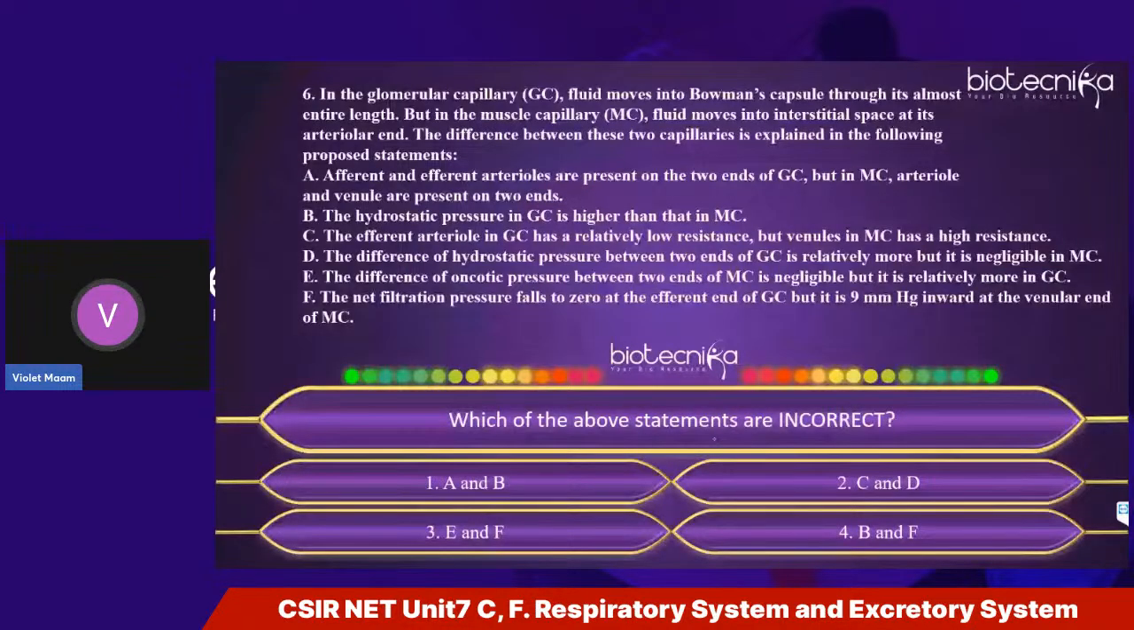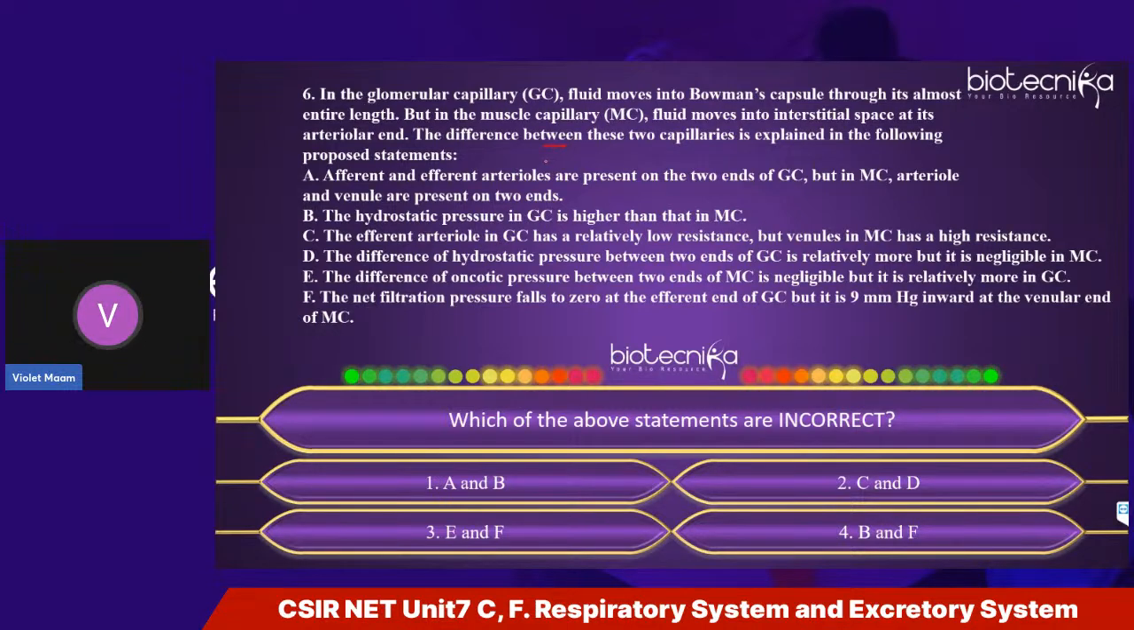Now let's move on to the next question. Again, you can see statement-based questions. In recent years, they have started to ask a lot of statement-based questions. Statement-based questions are sometimes confusing, but that is why you need to prepare beforehand.